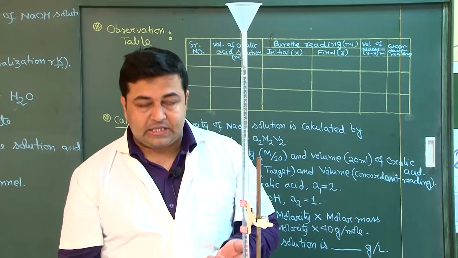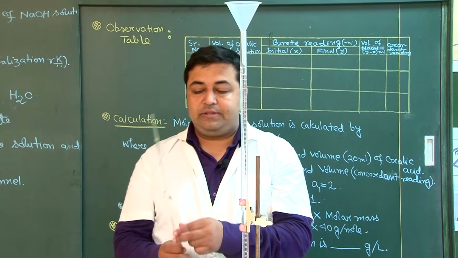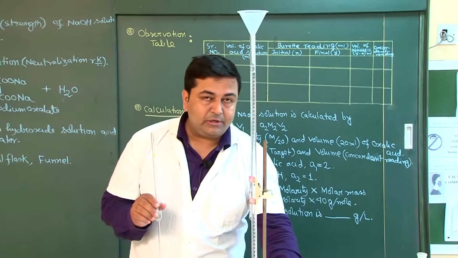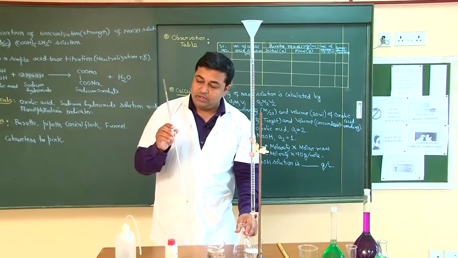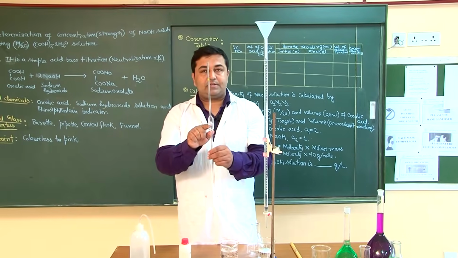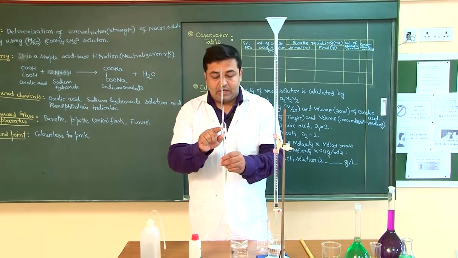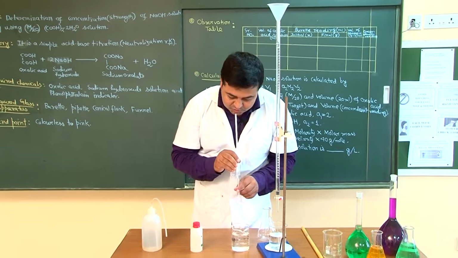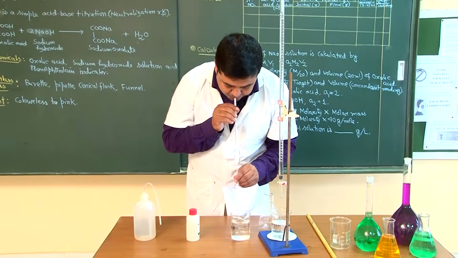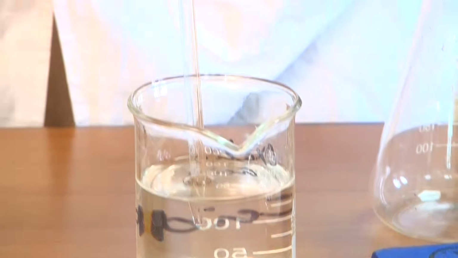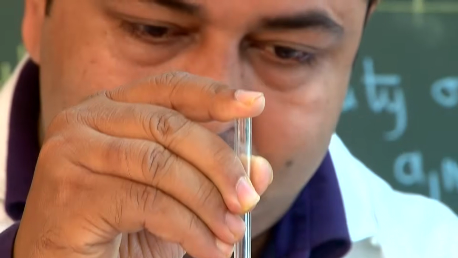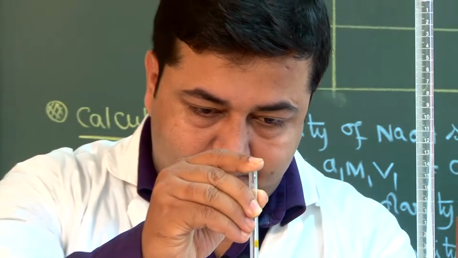Now, in the second step, what will we do? Using this pipette, I will take oxalic acid and transfer it into the conical flask. Okay, so this is one 20 ml pipette. Using this 20 ml pipette, I will take oxalic acid and transfer it into the conical flask. This is also a colorless solution. So, in the time of adjustment of this reading, here also we consider the lower meniscus.